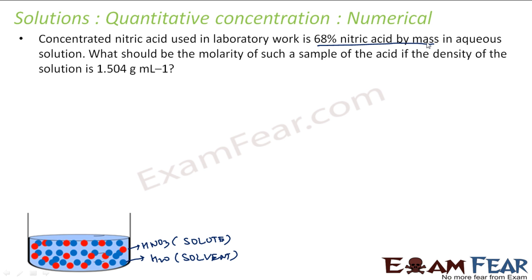So first, the moment it comes, we can say let the total mass of solution be 100 gram. So in this case, nitric acid will be 68%, that is 68 gram. The water remaining will be 100 minus 68, that is 32 gram. The moment you see this 68% nitric acid by mass, you can conclude these two things. Total mass of solution is 100 gram, out of which 68 gram is nitric acid, that is my solute, and 32 gram is water, that is my solvent.